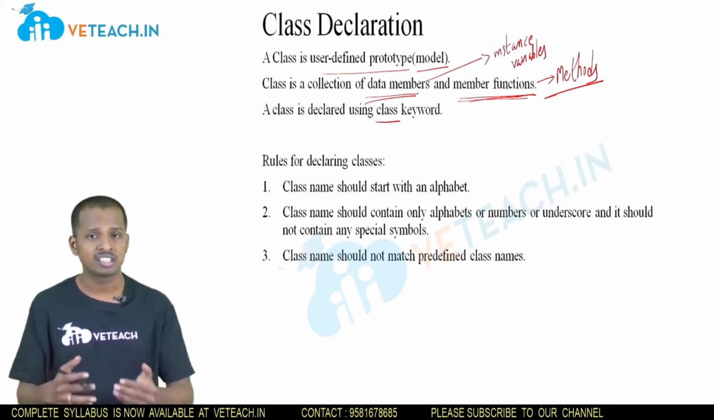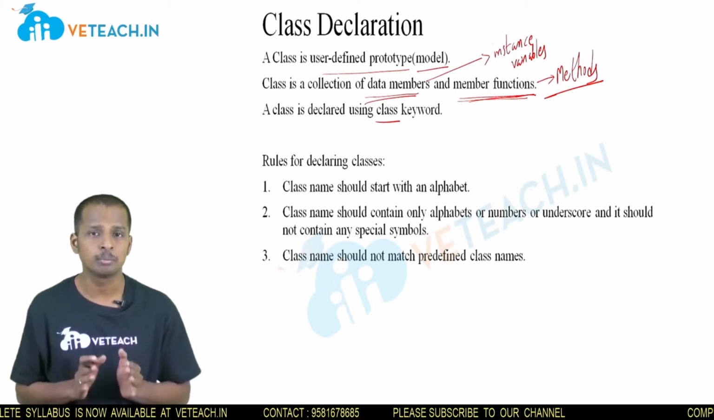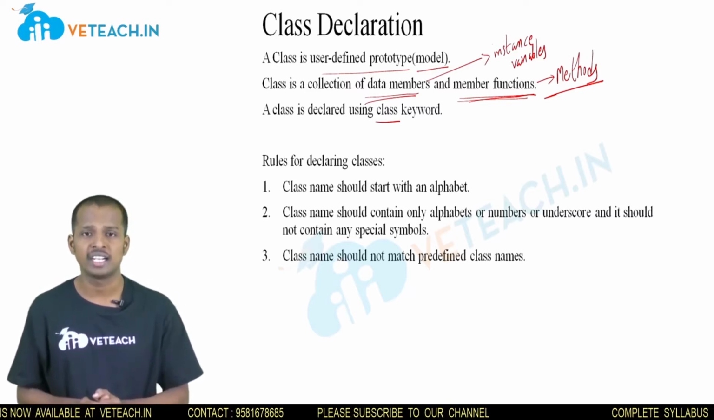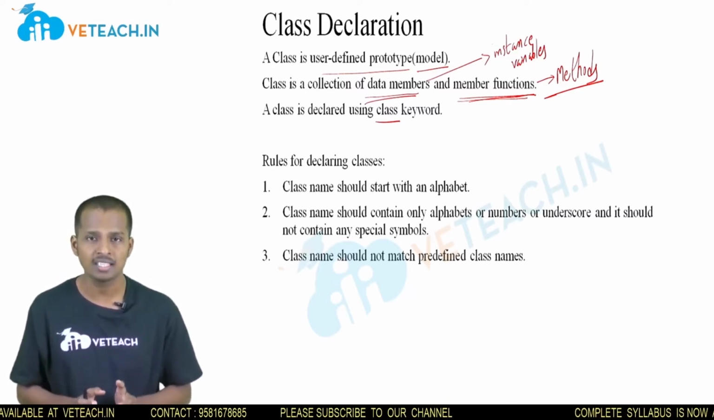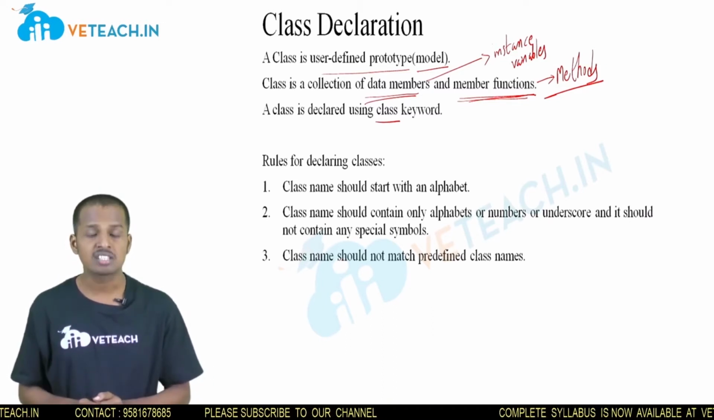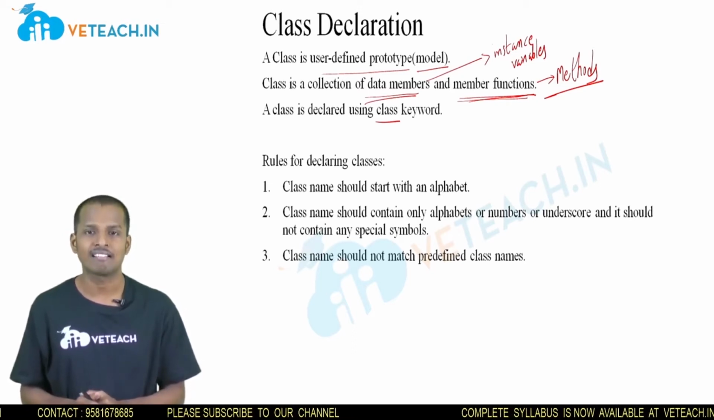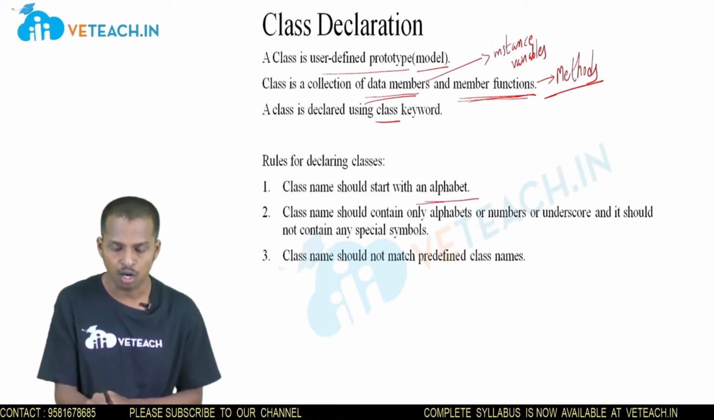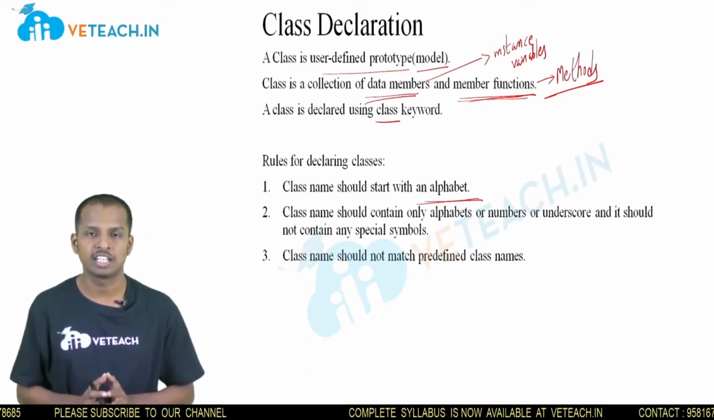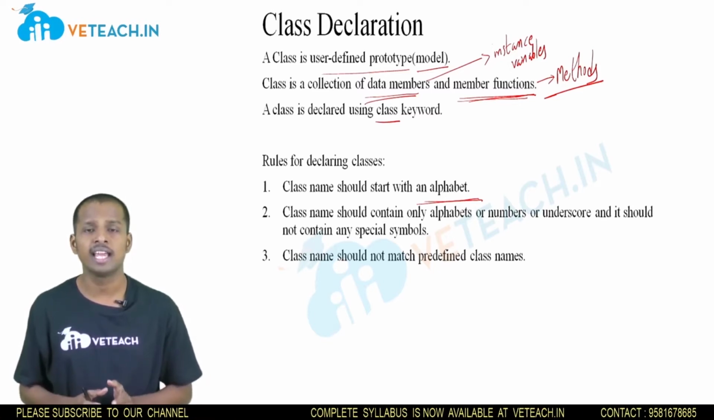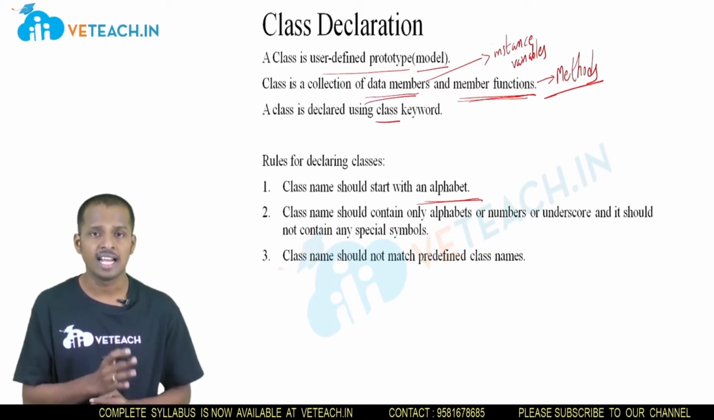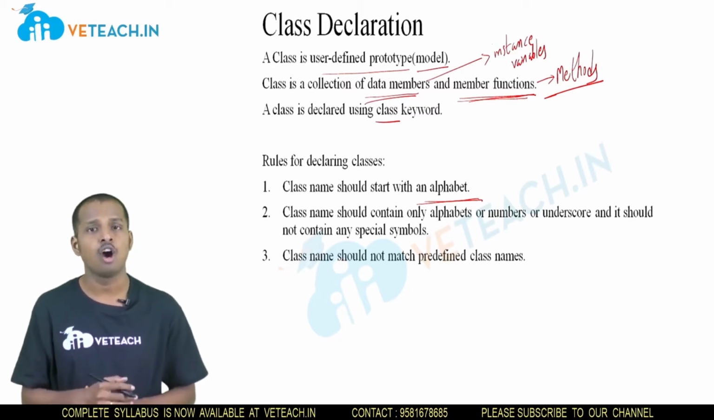Now, before getting into the syntax for writing a class, we need to remember some rules for writing classes. If you don't follow those rules, the compiler is going to generate errors since it will not match the rules defined by the compiler and the JVM. The first and foremost rule for writing a class name is that it should start with an alphabet. The first letter in the class name must be an alphabet. If you want to use a number, you can use it after that alphabet, but we should not start with a number.